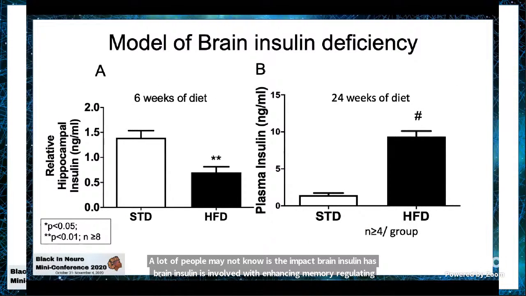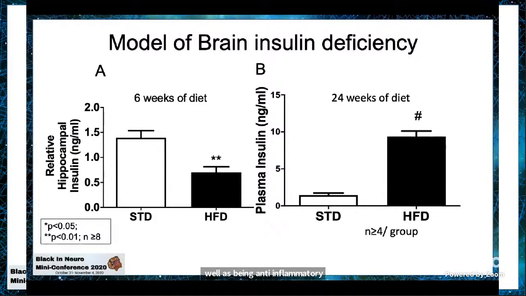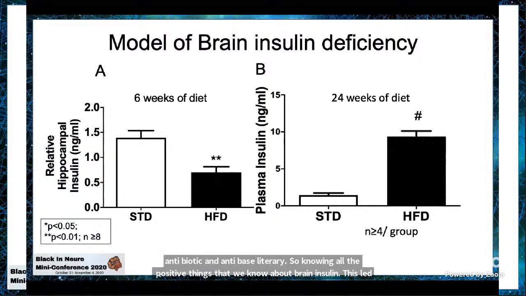So first, we wanted to create our brain insulin deficient model. This was done by placing the animals on a standard or high-fat diet for 24 weeks. At 6 weeks of diet, we saw that our high-fat diet animals had decreased relative hippocampal insulin levels compared to our standard diet animals. So we have created our decreased insulin in the CNS.